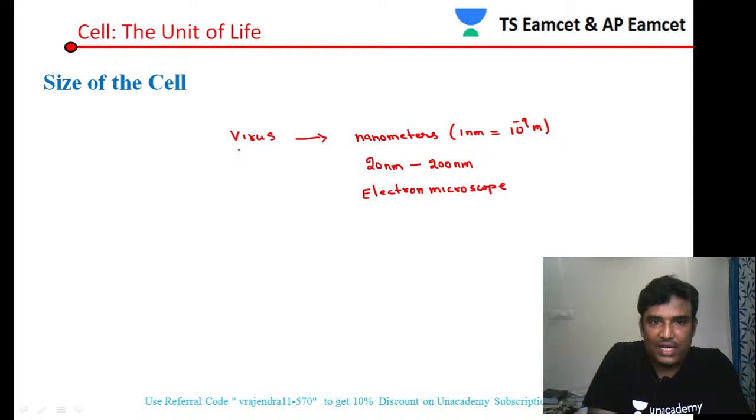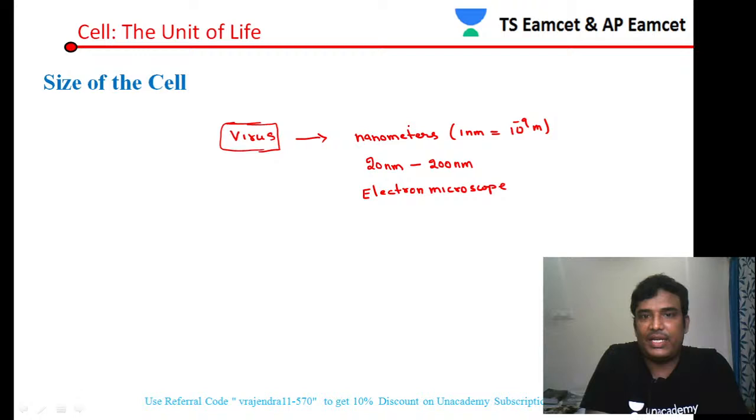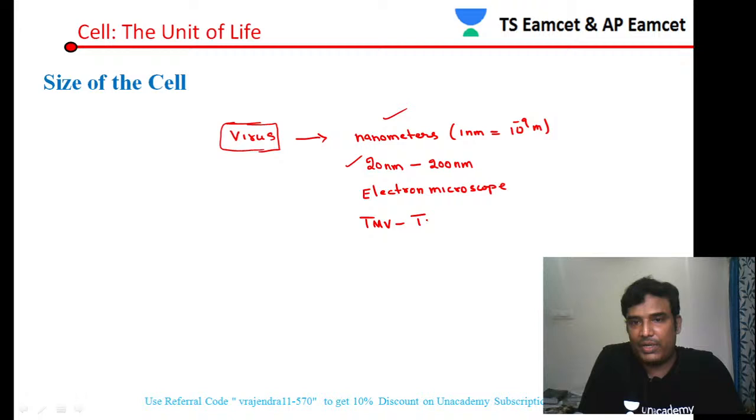So that is the size of the virus. The size of the virus is measured in nanometers, which is the important point to remember, and it ranges between 20 nanometers and 200 nanometers. For example, there is one virus called TMV, the tobacco mosaic virus.